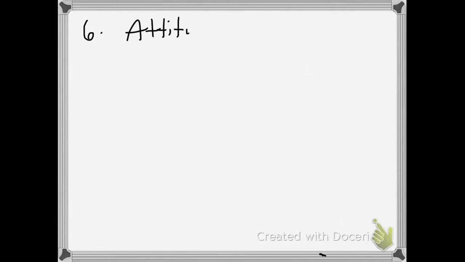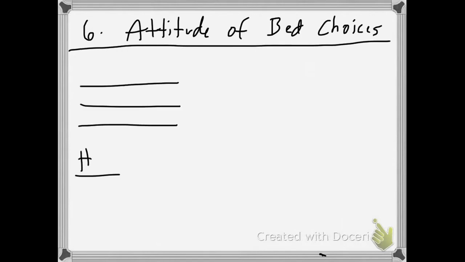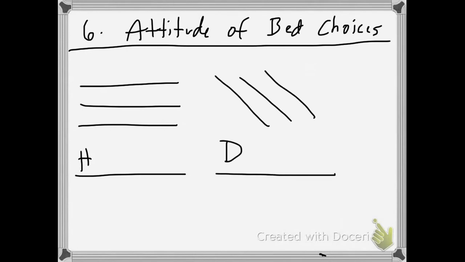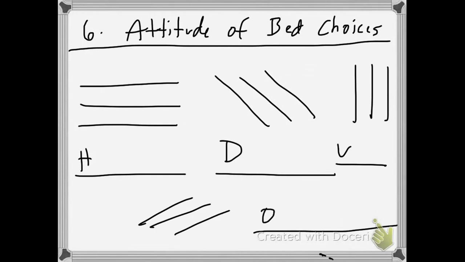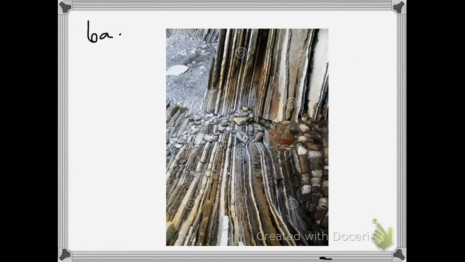Question number 6. Let's go over the attitude of bed choices. The attitude of bed choices with diagrams. So these layers are in this attitude starting with an H. They are horizontal. These beds are doing what? They're dipping. These beds start with a V, they're vertical, and potentially they can be completely flipped over starting with an O. These are overturned.